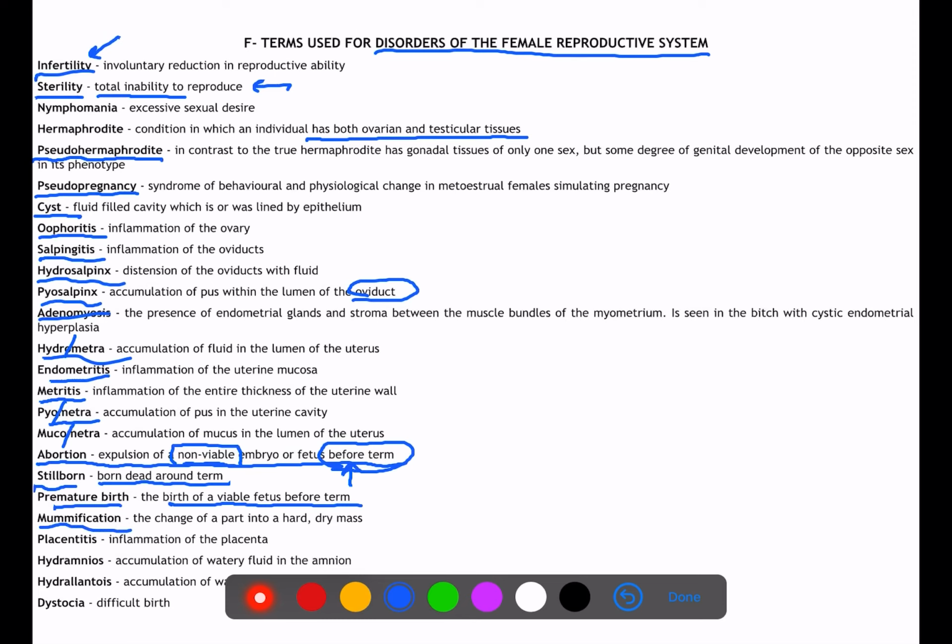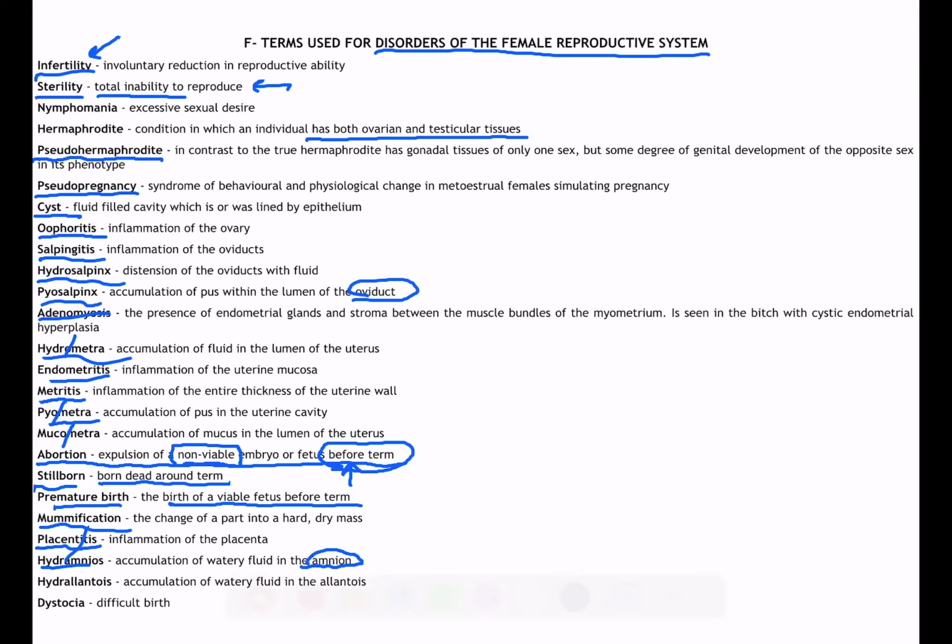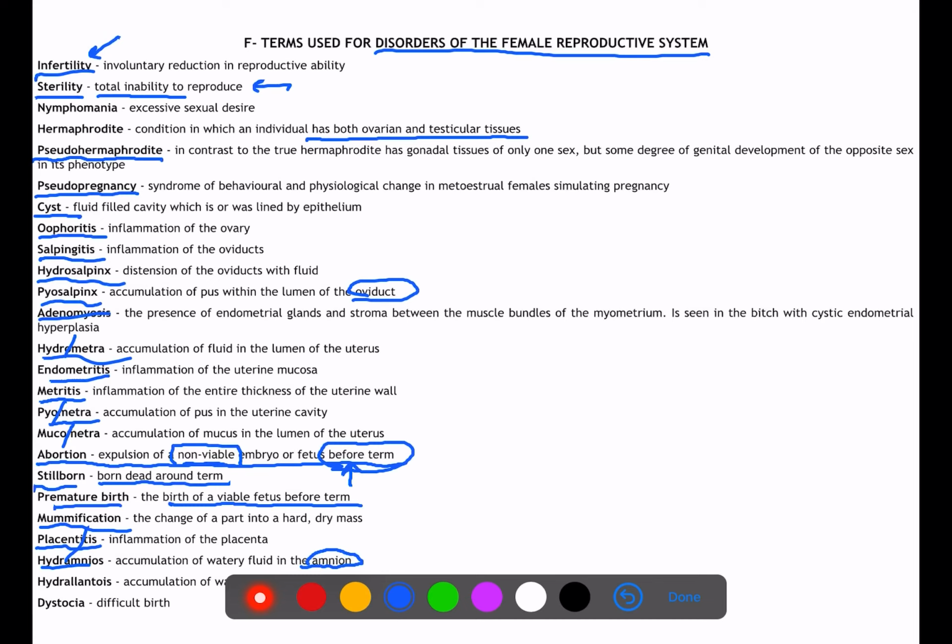Mummification, we discussed before. Placentitis is inflammation of the placenta. Hydramnios is accumulation of fluid within the amnion, the membrane around the fetus. Hydroallantois is accumulation of fluid within the allantois of the fetus. Dystocia: all of these terms mean difficulty in birth.